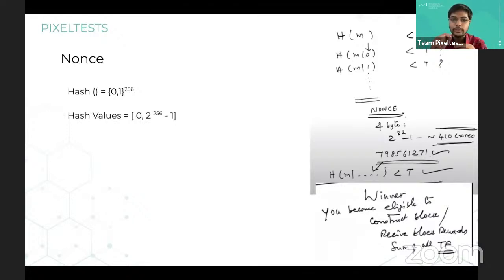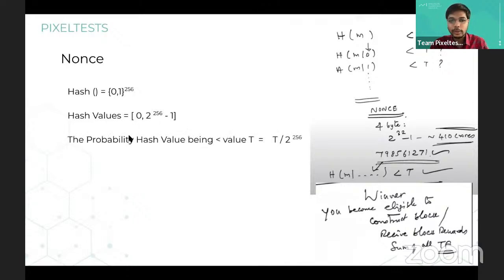Like, for example, if you have hashed any particular input, right? So the output of the hash will be from 0. How many values could be made out of it is from 0 till 2 to the power of 256 minus 1. This minus 1 is because we are starting from 0, not from 1, right? So the total number of hash values that could be generated, the whole range, is from 0 to 2 to the power of 256.